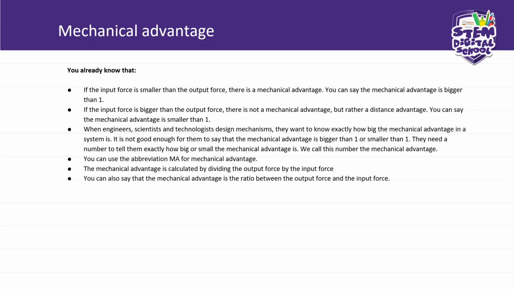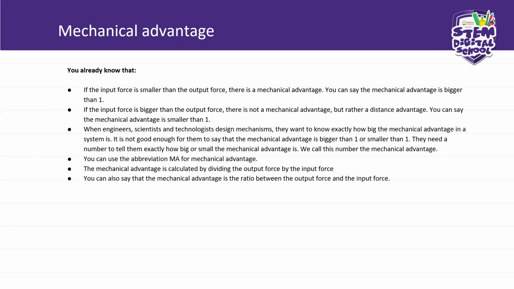When engineers, scientists, and technologists design mechanisms, they want to know exactly how big the mechanical advantage in a system is. It is not good enough for them to say that the mechanical advantage is bigger than 1 or smaller than 1. They need a number to tell them exactly how big or small the mechanical advantage is. We call this number the mechanical advantage. That's why we have to calculate the mechanical advantage in our systems.